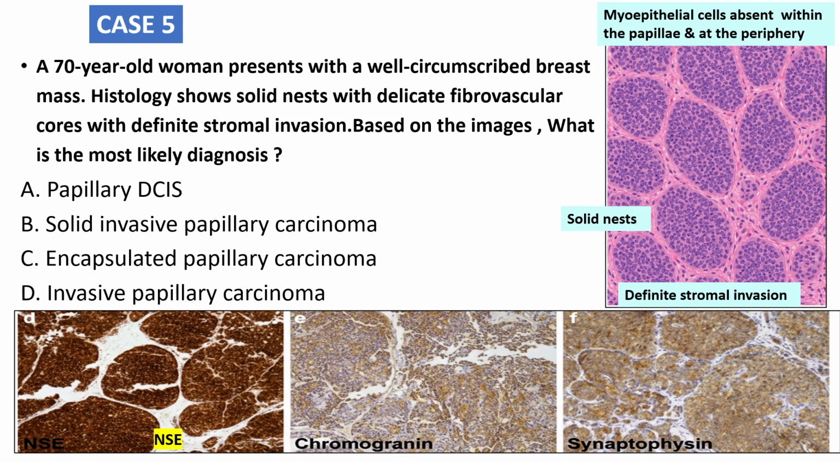Coming to papillary DCIS, why is it not papillary DCIS? There will not be any stromal invasion in papillary DCIS and the myoepithelial cells will be preserved at the periphery. Why is it not encapsulated papillary carcinoma? There is no definite capsule here. Why is it not invasive papillary carcinoma? Based on the architecture. Here you are able to see solid architecture more. And the expression of neuroendocrine markers is the classical feature of solid invasive papillary carcinoma. Even in situ also you will see neuroendocrine markers positivity.